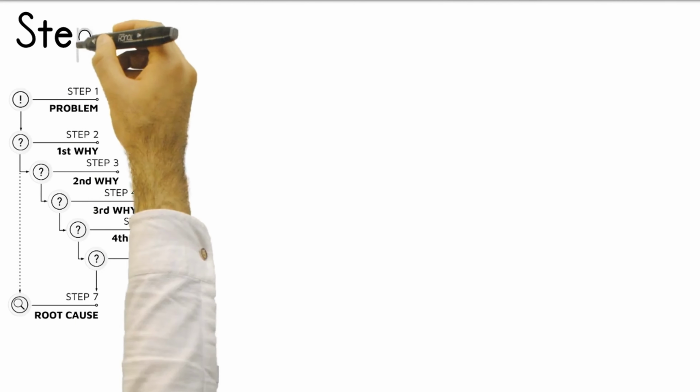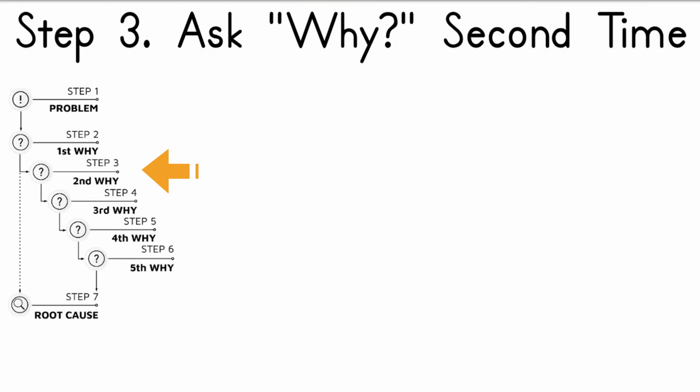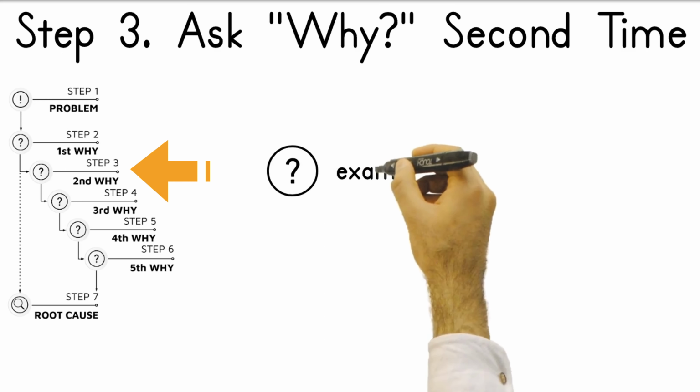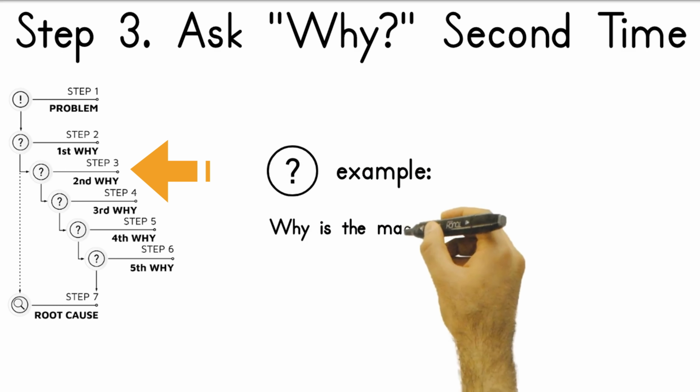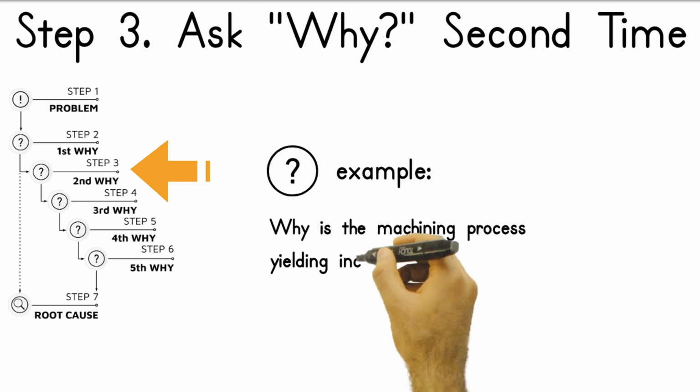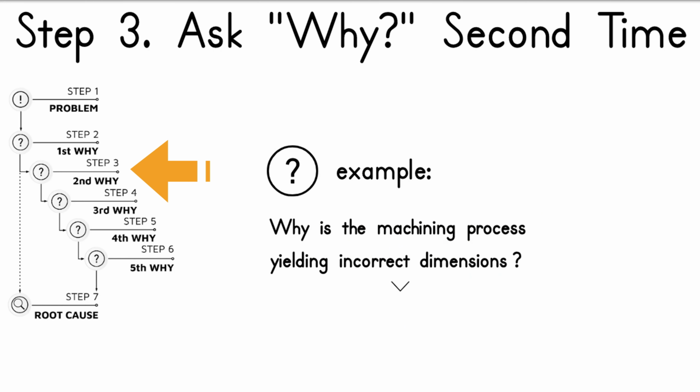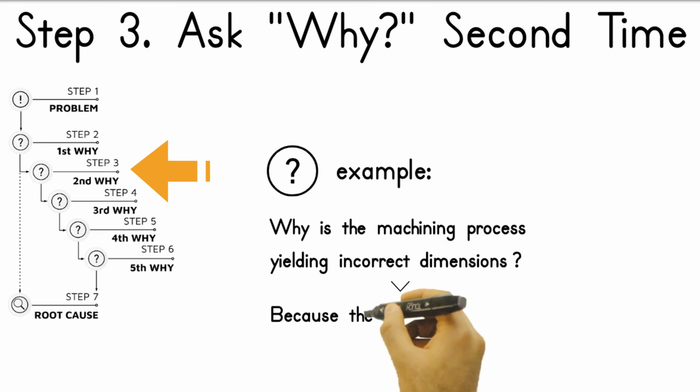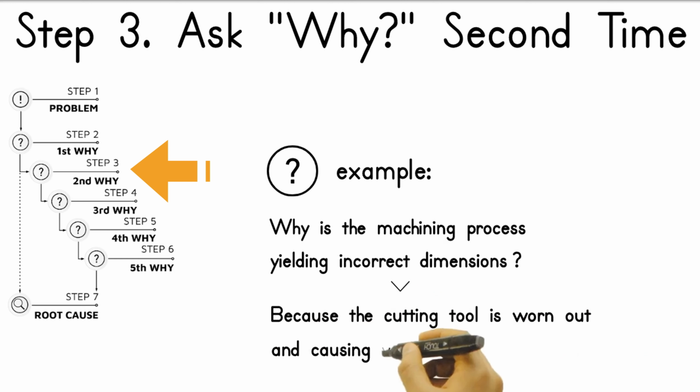Step 3. Ask why. Second time. Continue the inquiry by probing deeper into the reasons behind the initial answer. Use the previous answer to ask another question. Why is the machining process yielding incorrect dimensions? The answer may be, because the cutting tool is worn out and causing variations in part length.